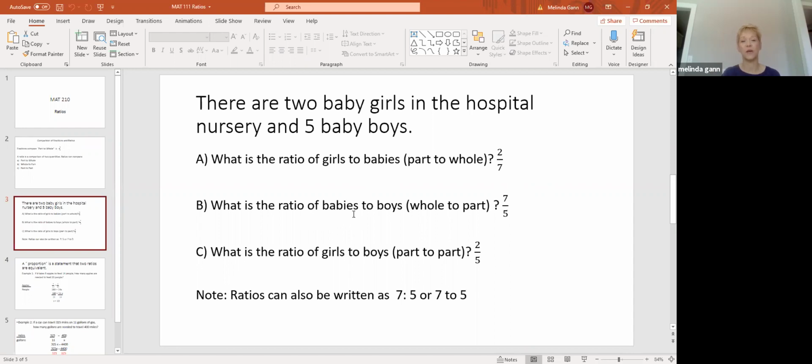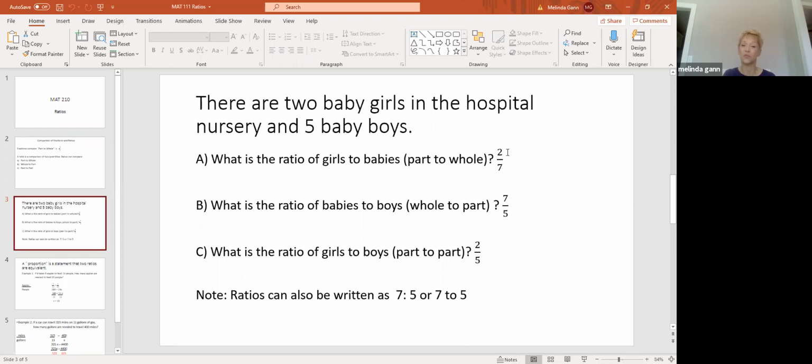What's the ratio of babies to boys? Well, now you have to put babies on top, so that's the whole to the part that are boys. So that would be 7 to 5. 7, the whole, all the babies, to 5 boys. All right, what's the ratio of part to part? What's the ratio of the part that are girls to the part that are boys? So that would be girls to boys. So girls would be on the top. So that would be 2 to 5.